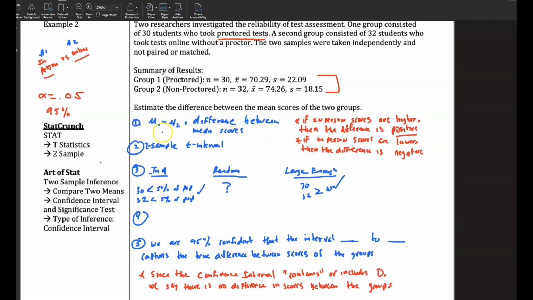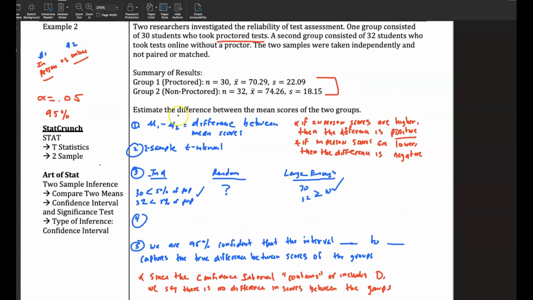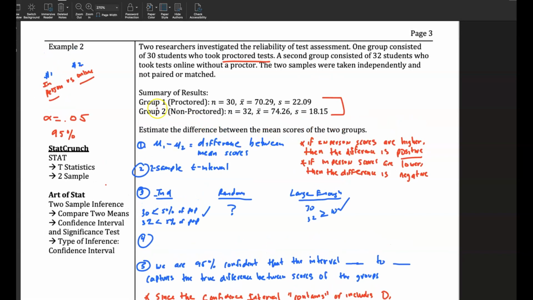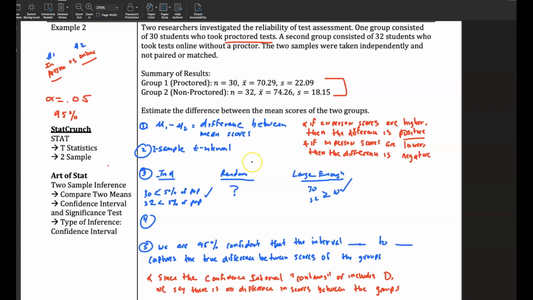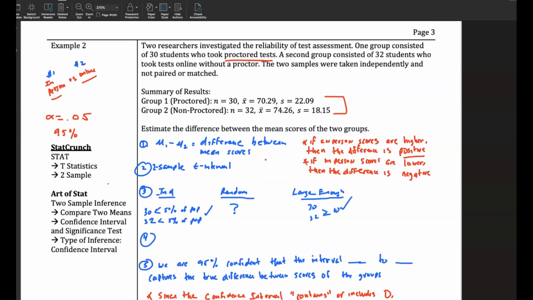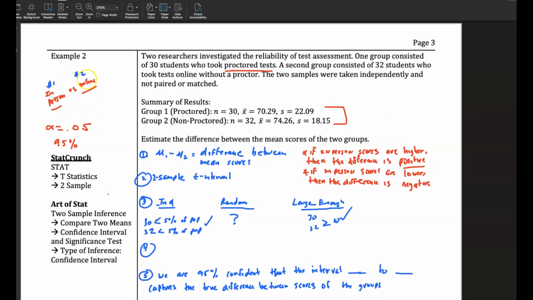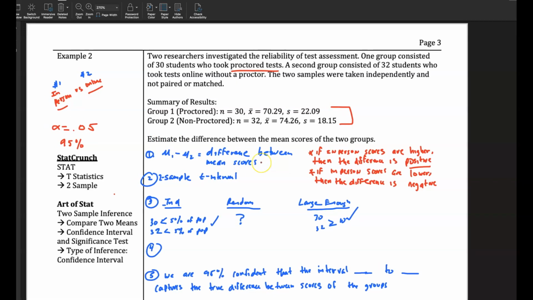Again, we're trying to calculate the difference between the mean scores. Keep in mind as we're doing the subtraction, it's one group minus the other. If in-person scores are higher for group 1, then the difference is positive. If the in-person scores are lower, then the difference is negative. There's some mathematical meaning to those values when you find the difference between the two. So right now we're going to do group 1 minus group 2.